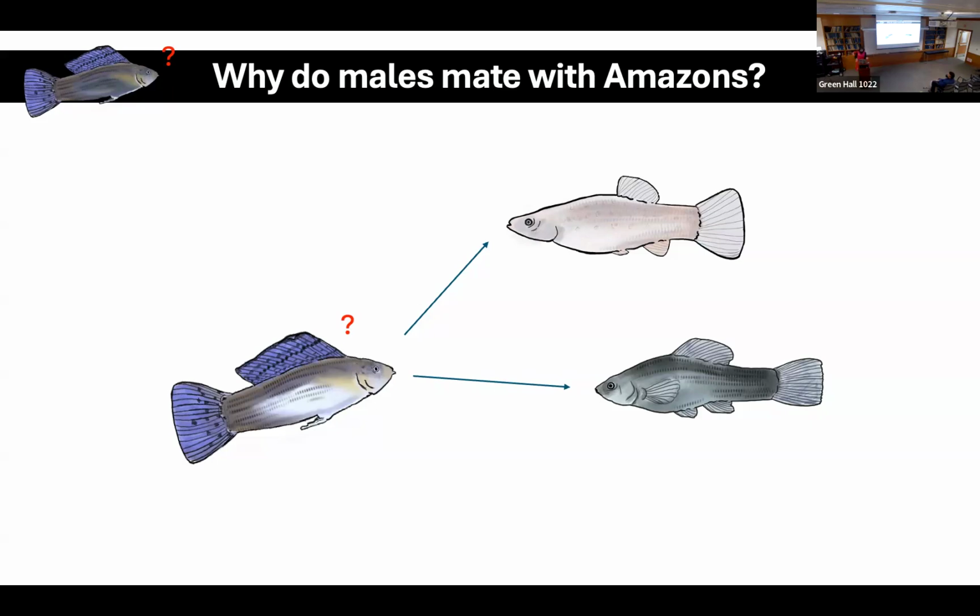The fact that Amazons exist to this day means that the males do mate with them. Mating is expensive. There's opportunity cost when a male mates with an Amazon female. There's sexually transmitted diseases. There's energetic costs. So why not just stick to your own species? And maybe the answer lies with signal detection theory.